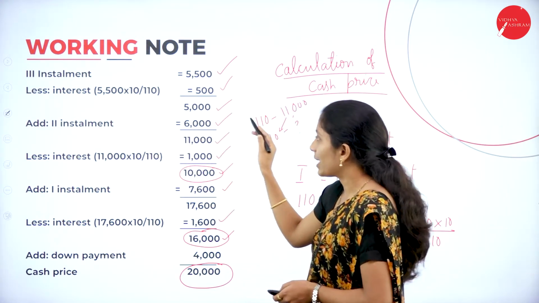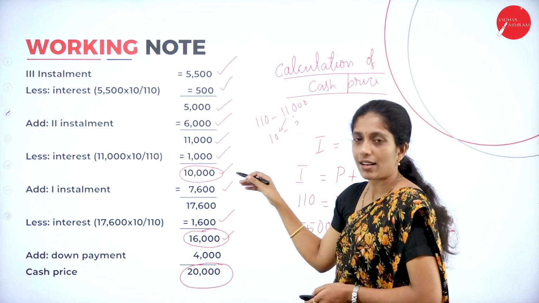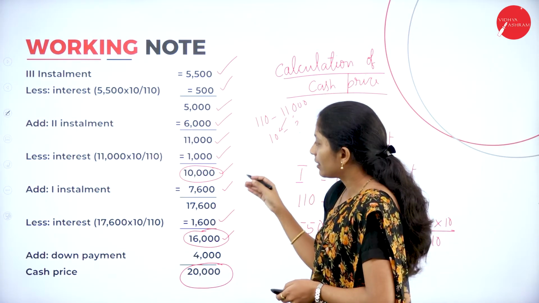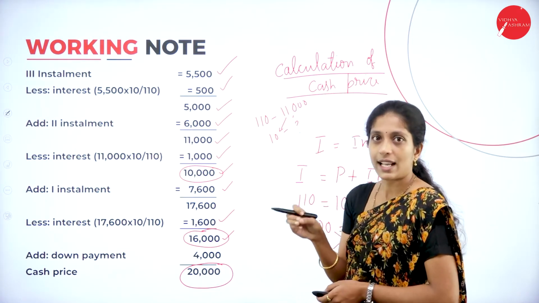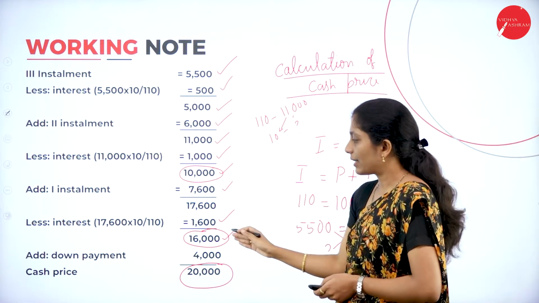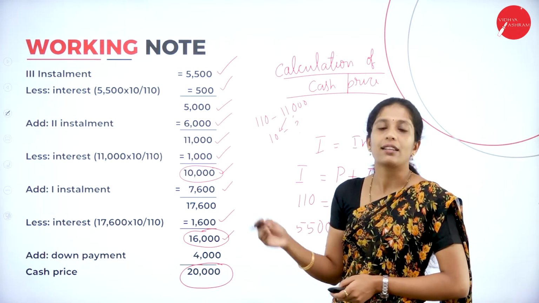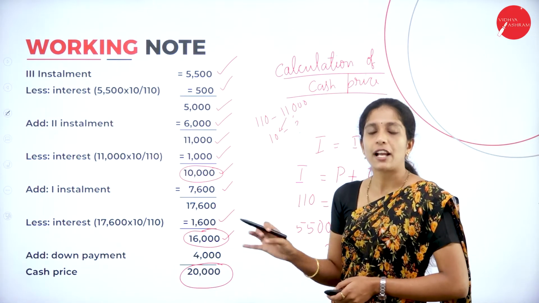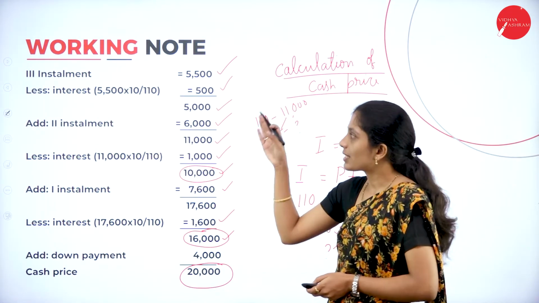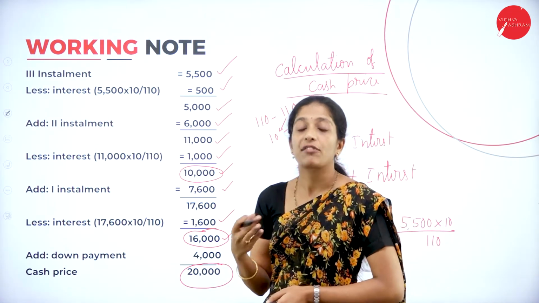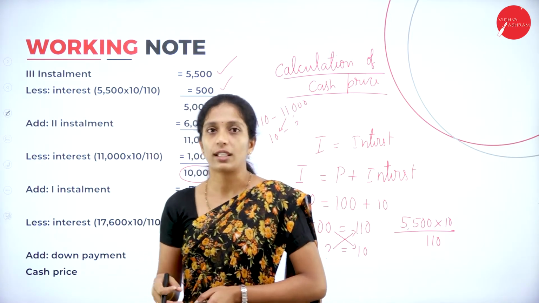Add second installment less second year interest. Then add third installment less third year interest. Then we'll get the amount payable. For that, add down payment. We'll get the cash price of the asset. So this is how we are going to calculate if the cash price of the asset is not given.